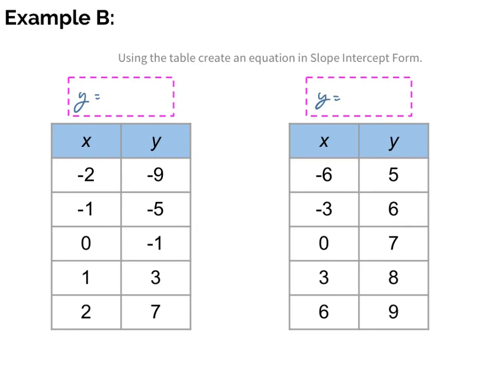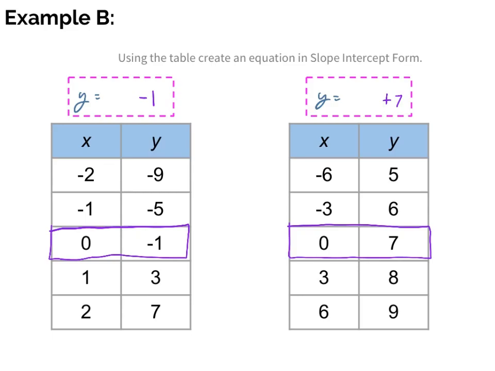The next thing that I'm going to do is I'm going to locate my y-intercept. So my y-intercept is wherever x is going to be 0. So on one table I've got 0, -1. On the other table I've got 0, 7. Those are my y-intercepts because that's where x is 0. So on one equation I'm going to have -1. On my other equation I'm going to have +7.